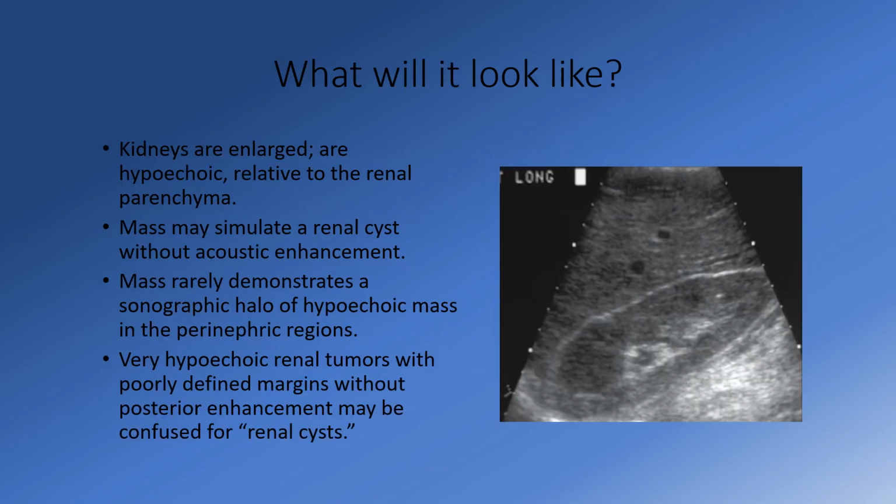Now, lymphoma is the one you have to watch out for because it can be mistaken for a simple renal cyst, because it's going to mimic it occasionally. The kidneys are going to be enlarged. The lymphoma is typically hypoechoic relative to the renal parenchyma, so it can look like a renal cyst. Look for the acoustic enhancement. A simple renal cyst is going to have posterior acoustic enhancement. Lymphomas often will not have that enhancement. Sometimes it will have a halo of hypoechoic mass in the perinephric region, but that's very rare. And then again, you want to look to make sure that you've got margins and that you can look for that posterior acoustic enhancement so you don't mistake it for a renal cyst.